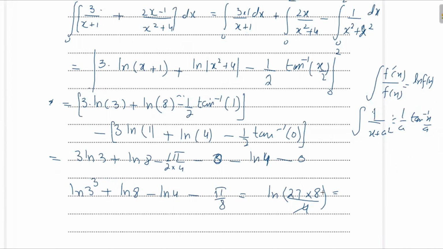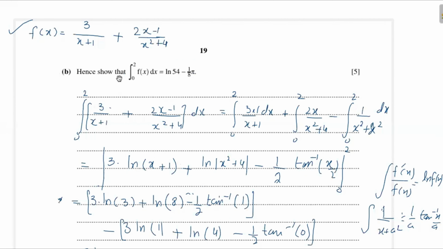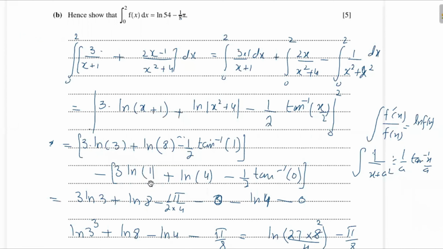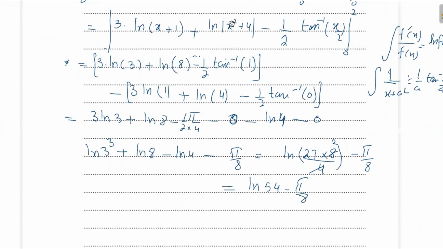Now we get ln 27 times 8 over 4, which is ln 54, minus pi over 8. And this is the proof. We have shown that the integral of f of x dx equals ln 54 minus pi over 8, and this is the answer.